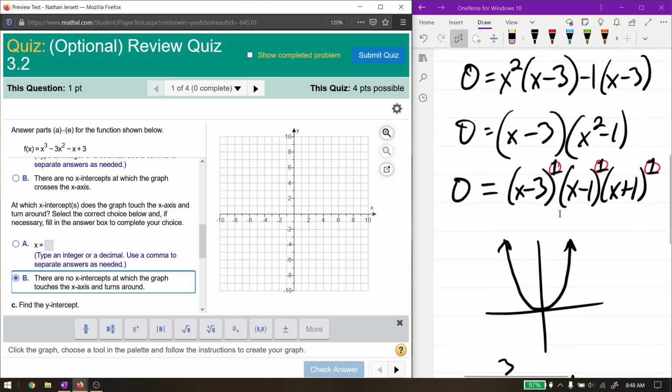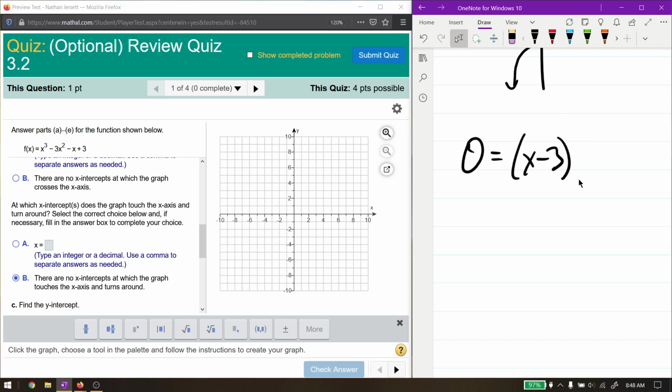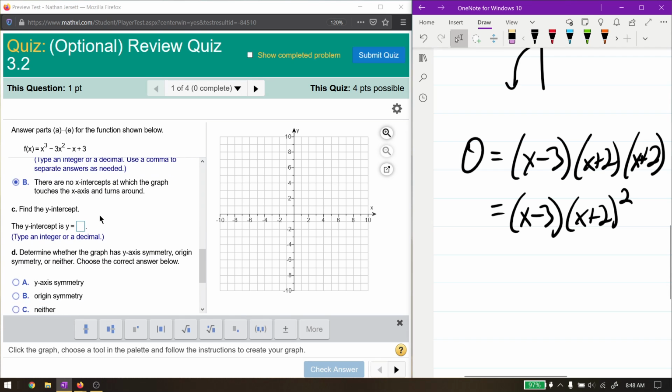Now, if you were to factor something down and you were to get something like 0 equals, let's say, x minus 3, x plus 2, and then you get x plus 2 again, this is really the same thing as x minus 3, x plus 2 squared, and that's when the multiplicity changes. So really we have 3 factors, but we have only 2 zeros, and so that's when you have a higher multiplicity than just 1.